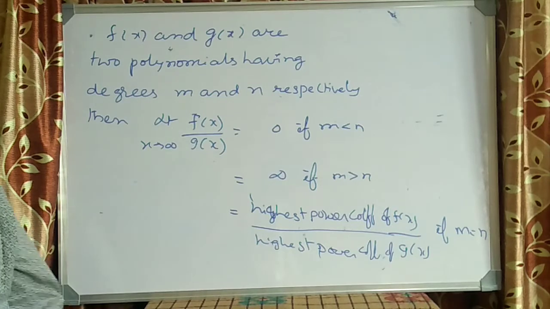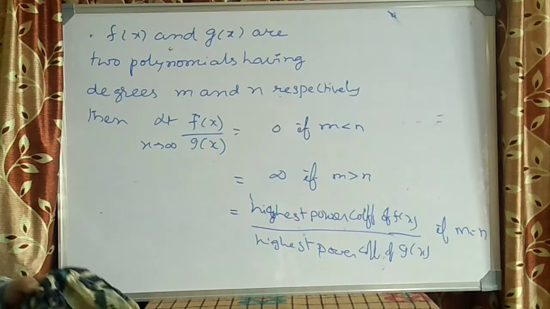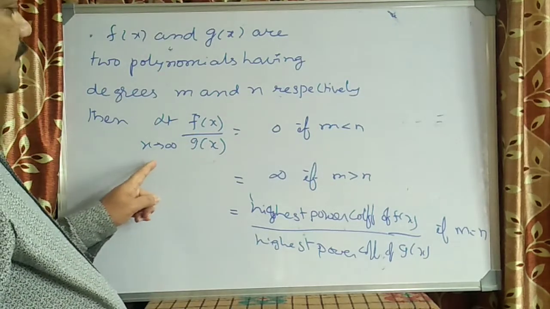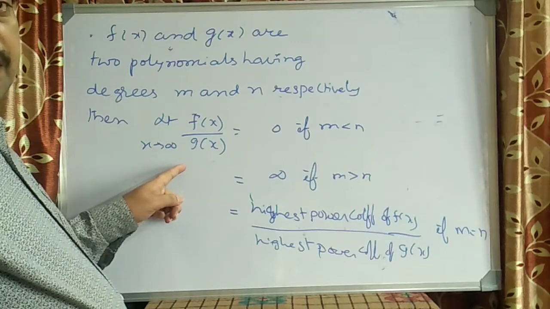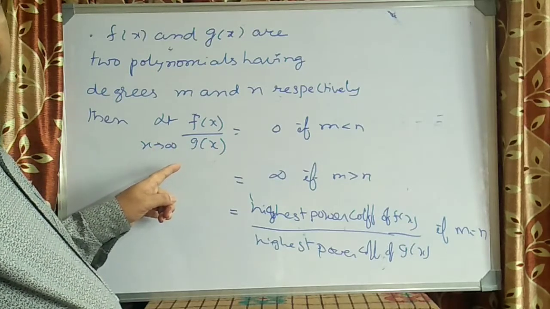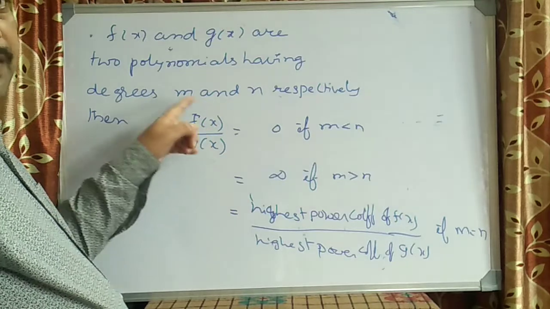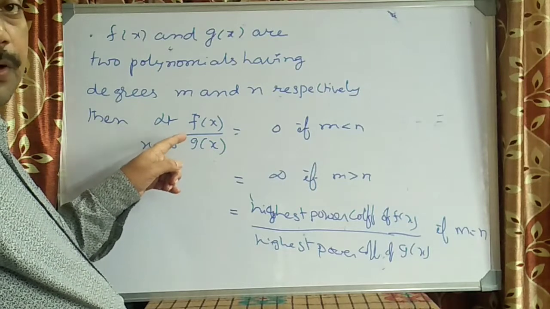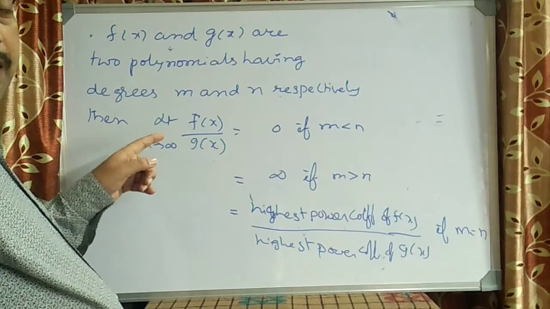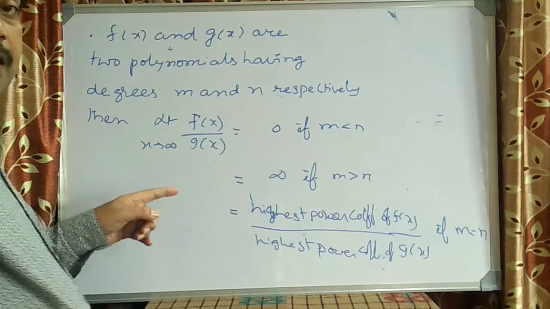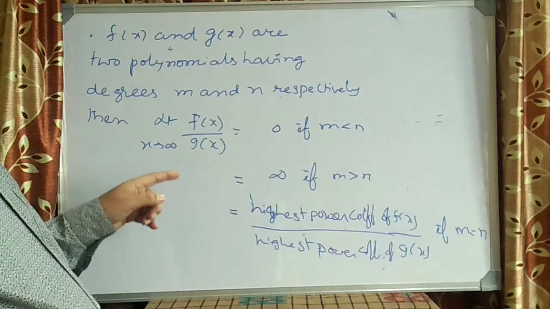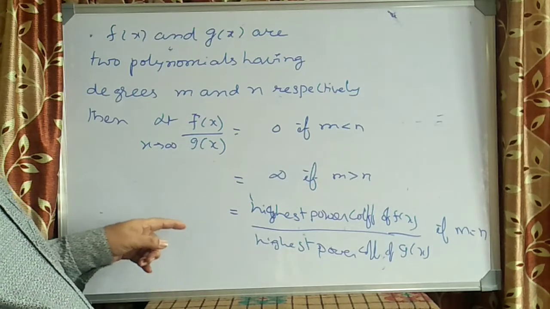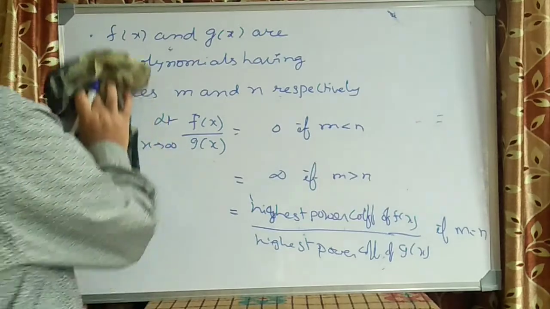Okay, now I go to the problems. I have explained this concept, and once again I repeat, limit f of x by g of x as x tends to infinity, where f of x and g of x are polynomials of degrees m and n respectively, then I get 0 if the degree of the numerator is lesser, or infinity if the degree of the numerator is more. But if the degrees are equal, then we have the highest power coefficient divided by the highest power coefficient. Right? Now we do the problems here.